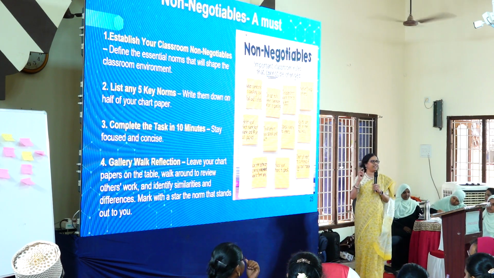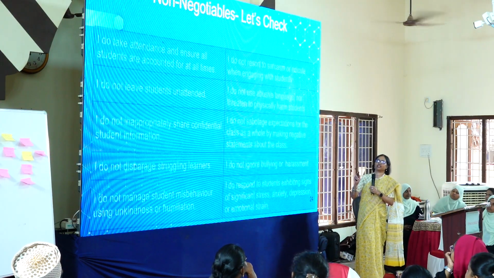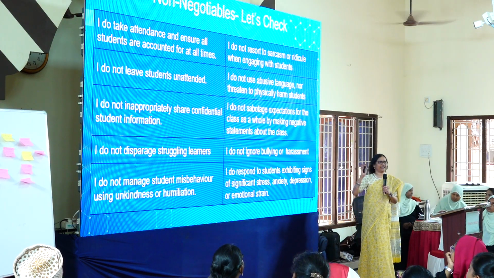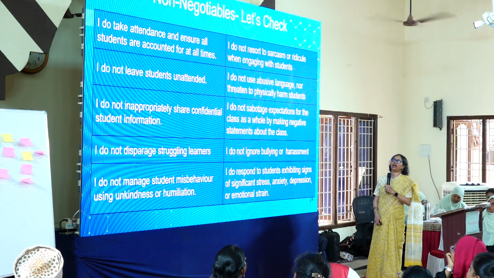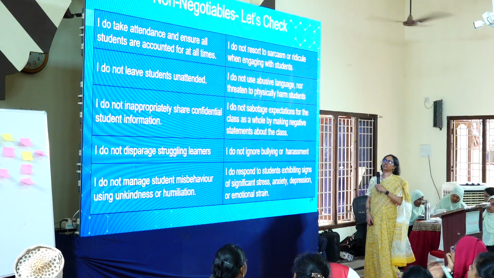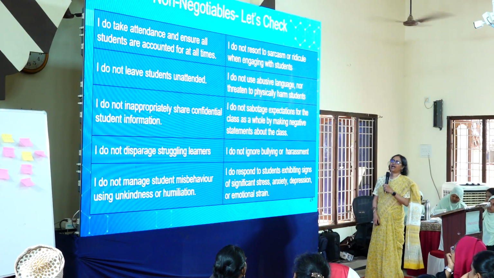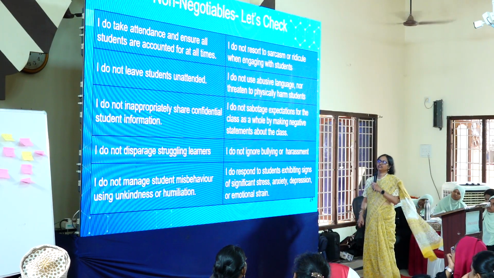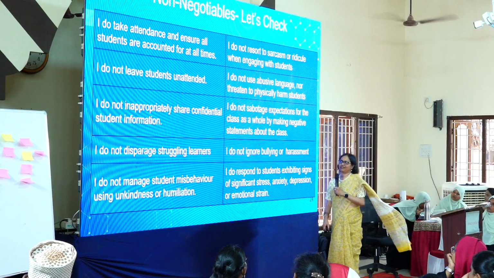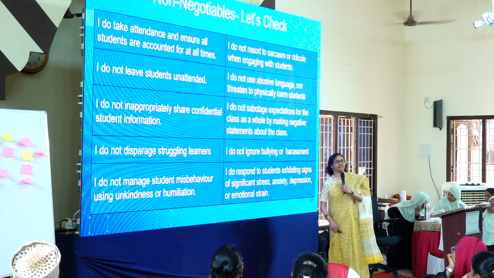So I'll give you an example of what a non-negotiable is. I'm just giving you an example; you can take any of them. For example, I do take attendance and ensure all students are accounted for at all times. I do not leave students unattended. I do not discourage struggling learners. I do not manage student misbehavior using unkindness or humiliation.